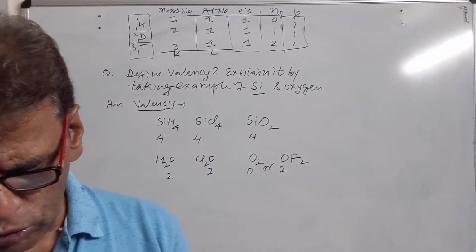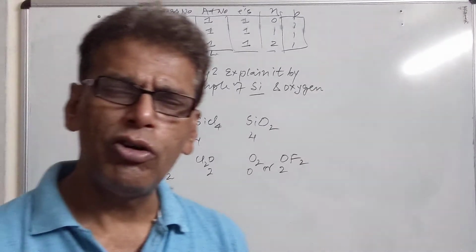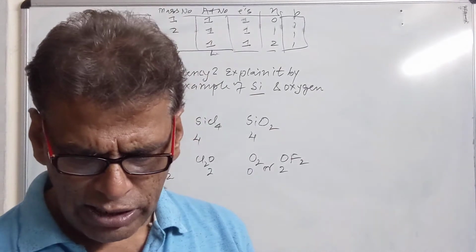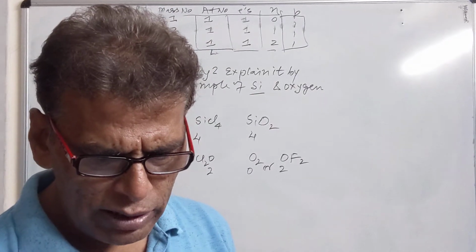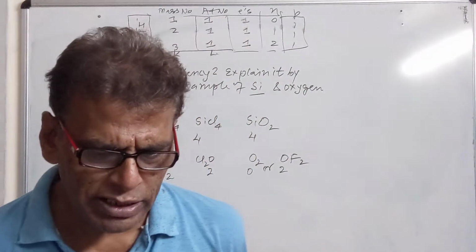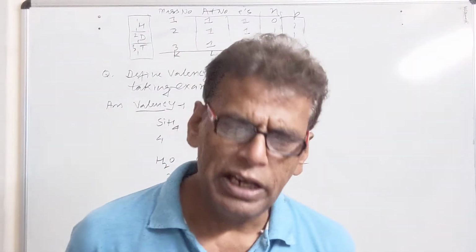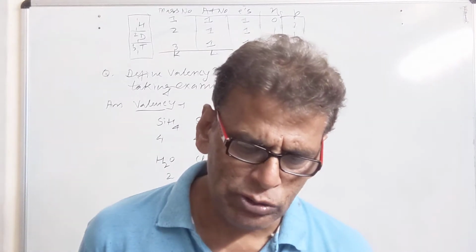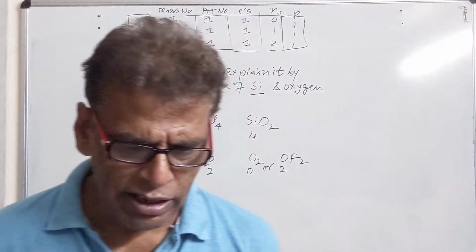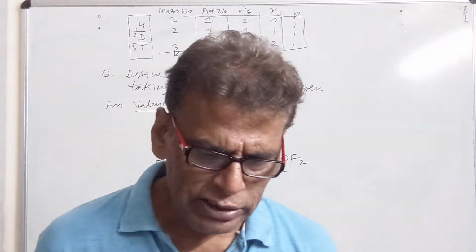Now what are the uses of isotopes? Isotopes of uranium are used in the nuclear reactor as a fuel. Then the cobalt-60 isotope is used in the treatment of cancer. The iodine-131 isotope is used in the treatment of goiter disease. Then we have the next question.